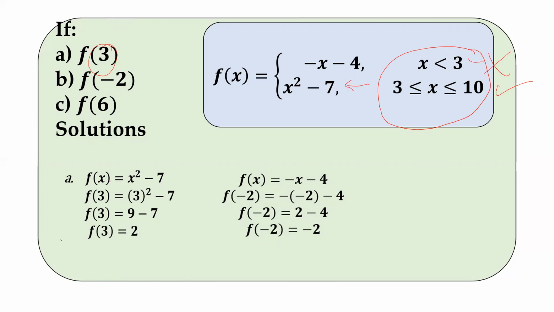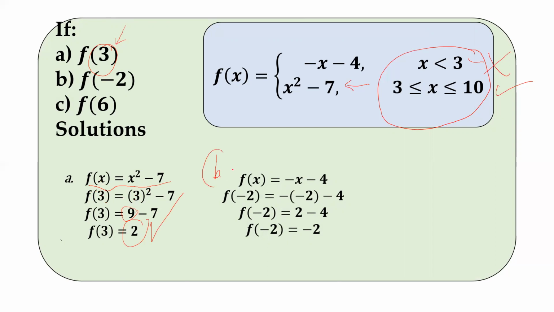So, we will copy f of x is equal to x squared minus 7. Then we have to replace x with positive 3. Our x here would become f of 3 is equal to 3 squared minus 7. And then we will have 3 squared is equal to 9. 9 minus 7, that would be 2. Therefore, your answer for letter A is positive 2.